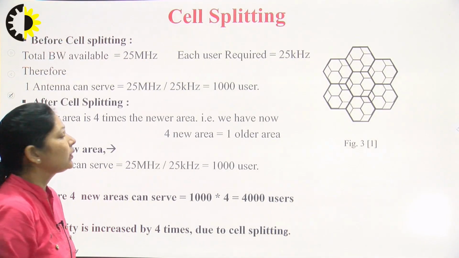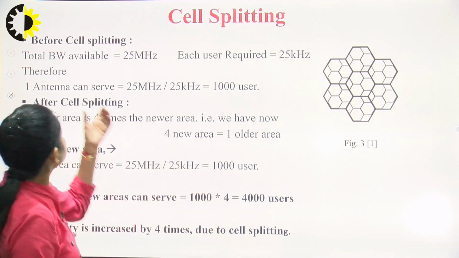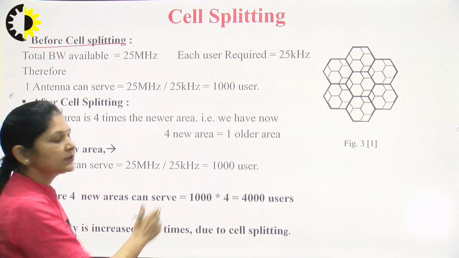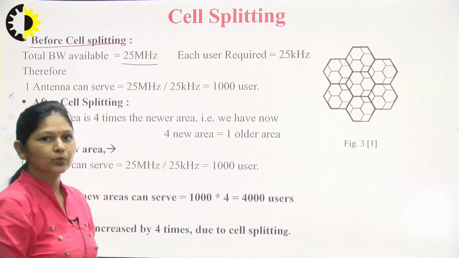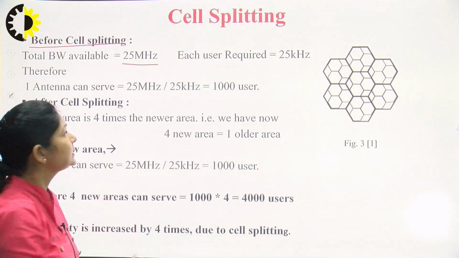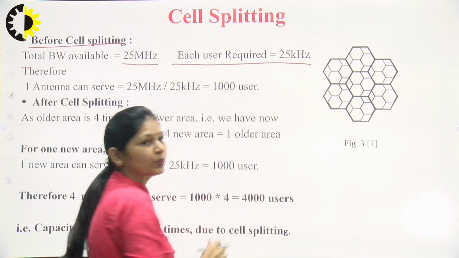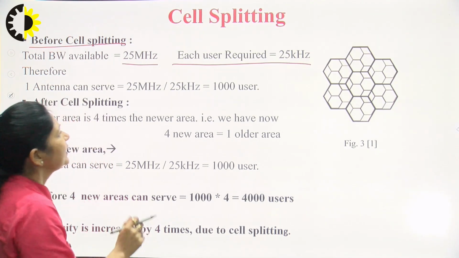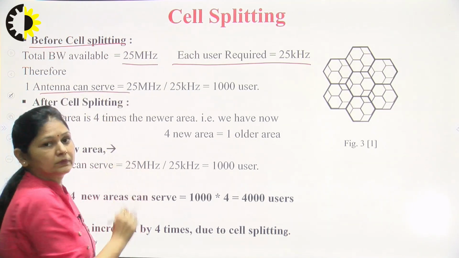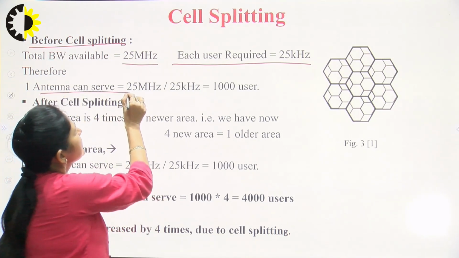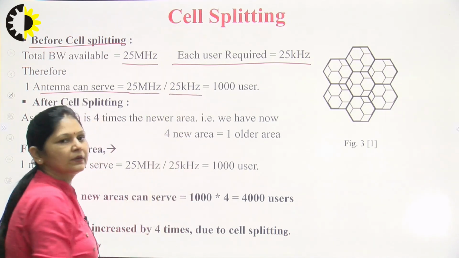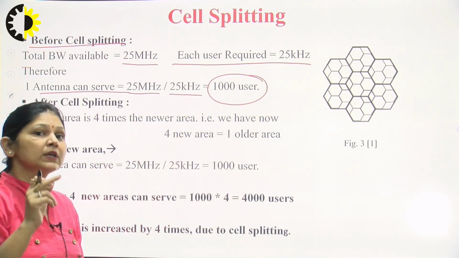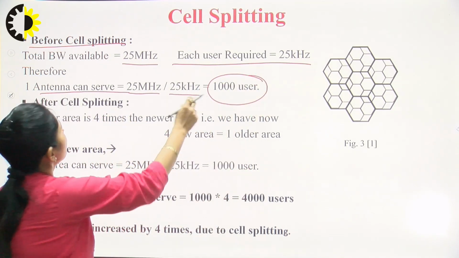The next slide we will see how it is done with the help of an example. Before cell splitting, consider the case where the total bandwidth allotted is 25 megahertz, and each user is using 25 kilohertz. Then the total number of users that this antenna can serve is 25 megahertz divided by 25 kilohertz, which is equal to 1000 users. So the number of users in the older area is 1000.